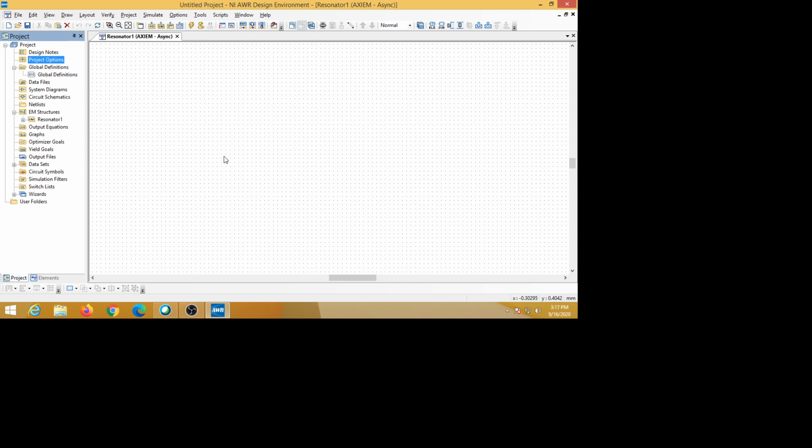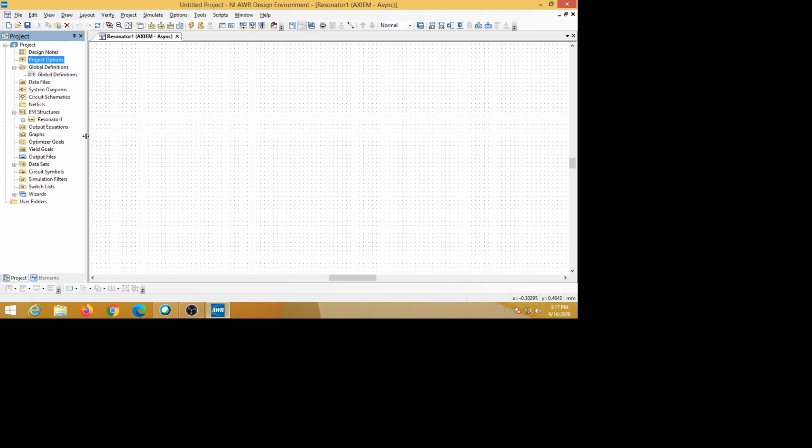Next, we have to define the material, that is, which material the simulation should use while drawing our structure. We have to define the material we are using to draw the structure. Those materials we have to define before going to draw the structure here.